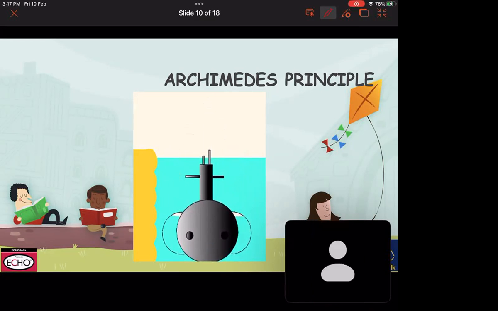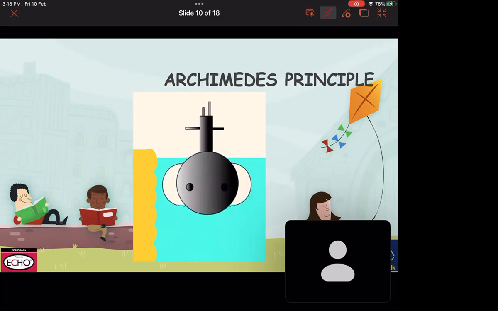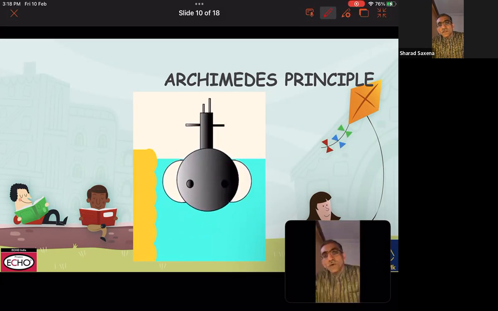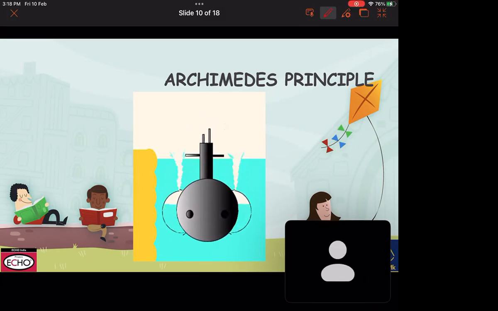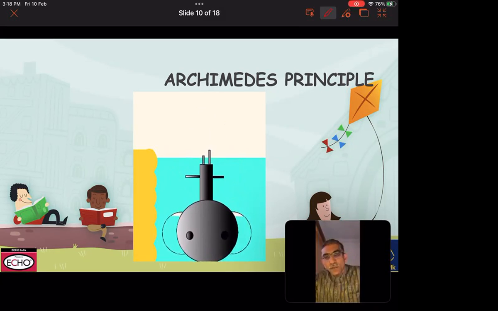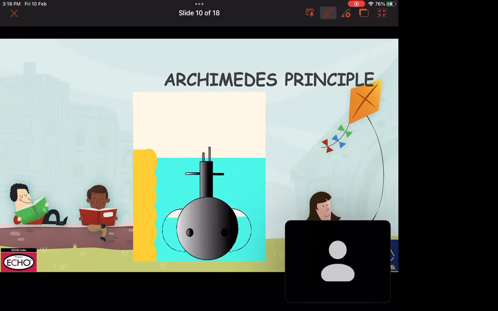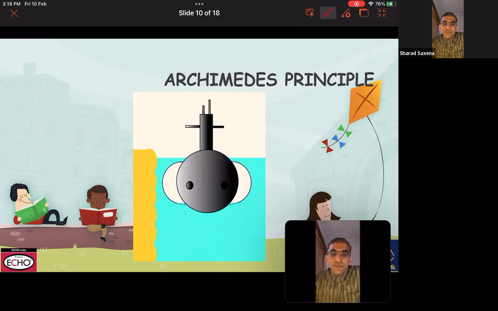Okay. And Sharad, just a query: how is the pressure applied in a submarine? So Rahul, there are pumps which pump out the water. Okay. And when they want to sink, they will just open the openings and the seawater comes in. Right. And it sinks. Got it.